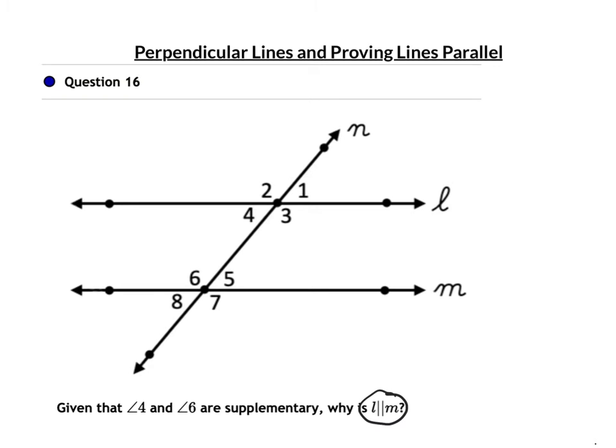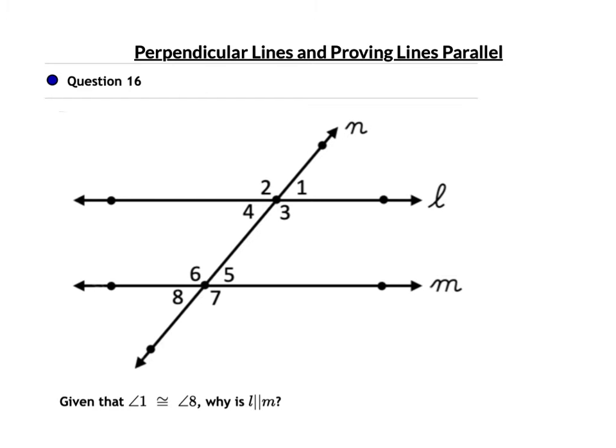The conclusion is that lines are parallel. That means you're going to be using the converse. Look at angle 4 and angle 6. These aren't congruent. They're supplementary. They add to 180. These are same side interior angles. So this is the converse of the same side interior angle theorem.